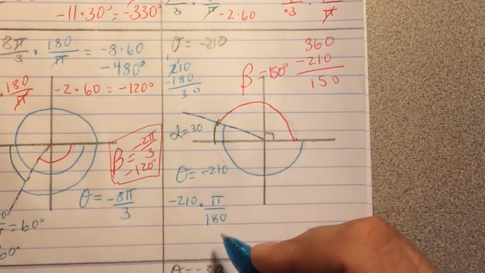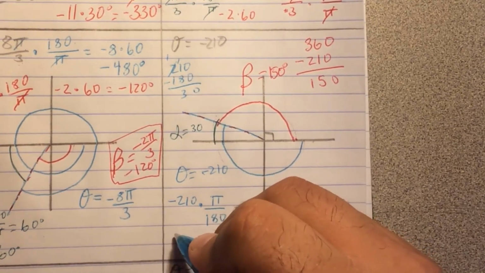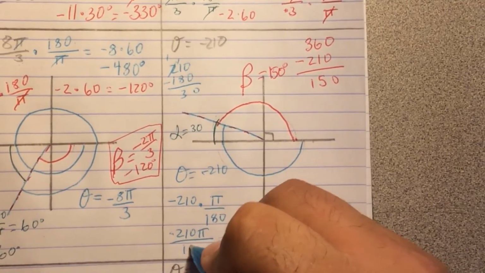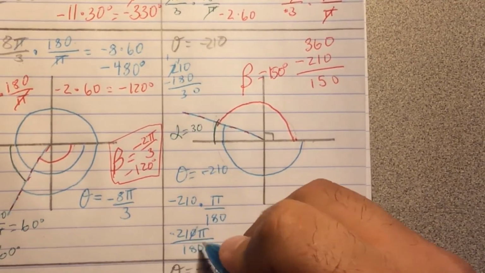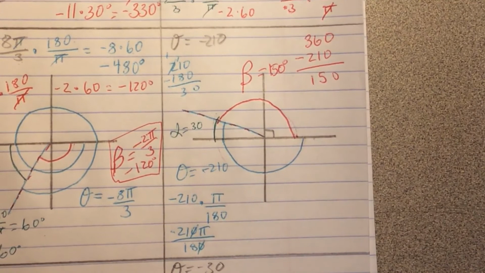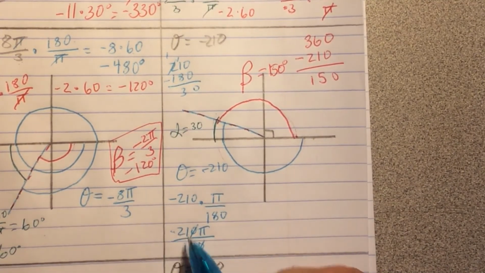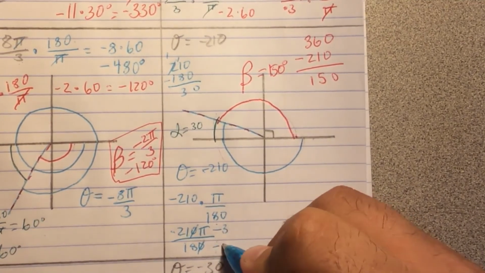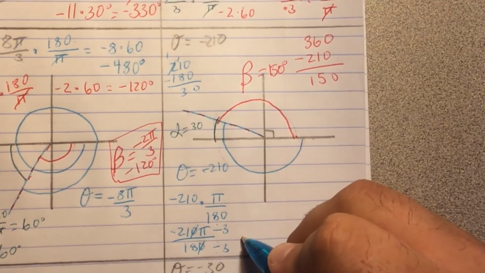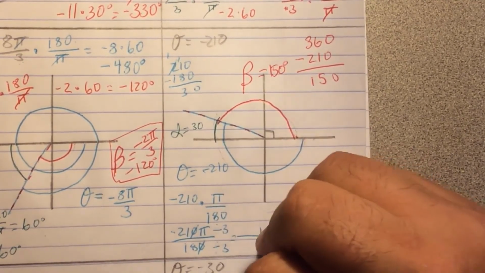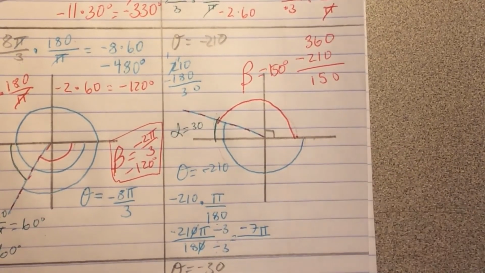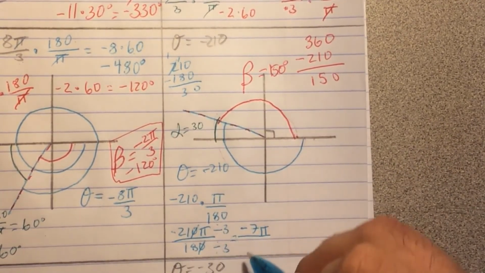So I'm going to rewrite this together as negative 210 pi over 180, just to show you that I can go like this and reduce the zeros. So zeros are already out, so now we just have our negative 21 and our positive 18 and our pi. So I'm going to divide the top by 3 and divide the bottom by 3. Pi we can just leave as pi. So we're just going to put equals here and leave pi on the end. And I know that negative 21 divided by 3 is negative 7, and 18 divided by 3 is 6.